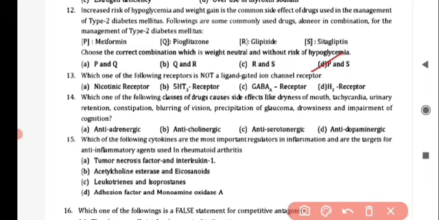Next question is, which one of the following receptors is not a ligand-gated ion channel receptor? So the correct answer for this is option D, H2 receptor.